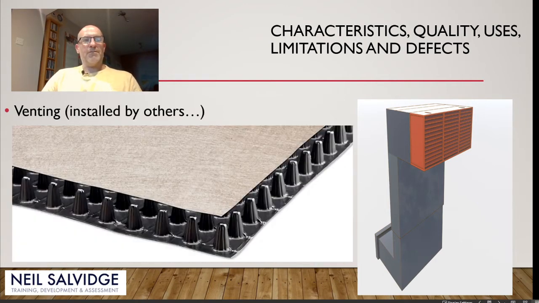Often you'll find that if the venting is installed by others, especially the cuspate will often be installed the wrong way round, because that's the way it kicks off the roll. They can't physically roll it the other way. So often we find that the cuspate is in the reverse formation, and that is one major problem. Hopefully you'll pick up on that.